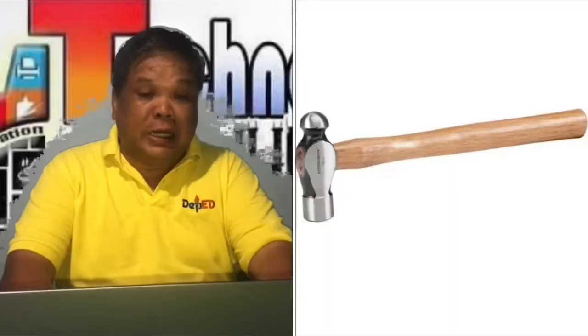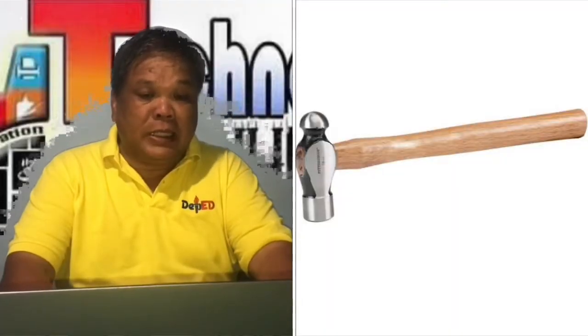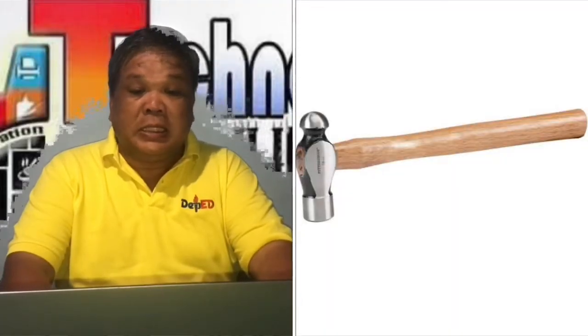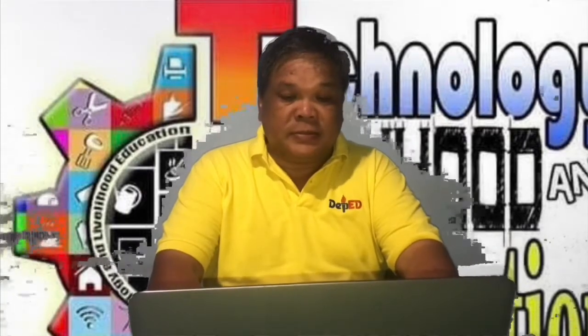Ball peen hammer. A ball peen hammer is also known as the machinist hammer. This is a type of peening hammer used in metalworking. It has 2 heads. One is flat and the other is rounded. That's why it is called peen.